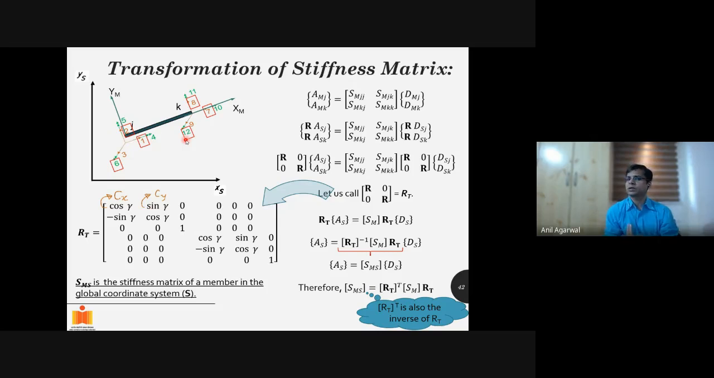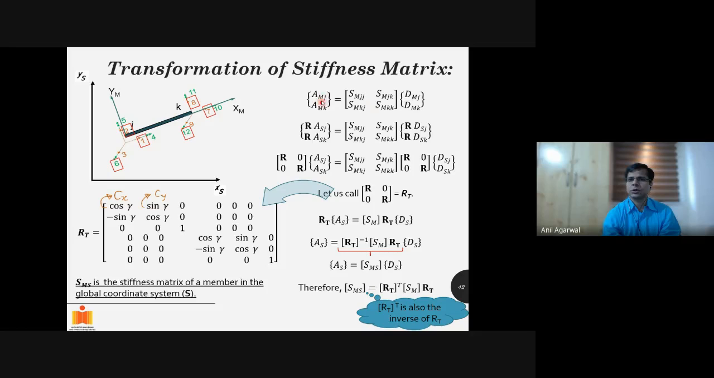Then what do we do? What transformation do we use? So we will go into this equation later. Just look at the left-hand side of it. Oftentimes, we will write the force vector or a displacement vector. So this is the displacement vector. This is the force vector. We will focus on the force vector only. A is action, right? Force. So the force vector is often written as AMJ followed by AMK.